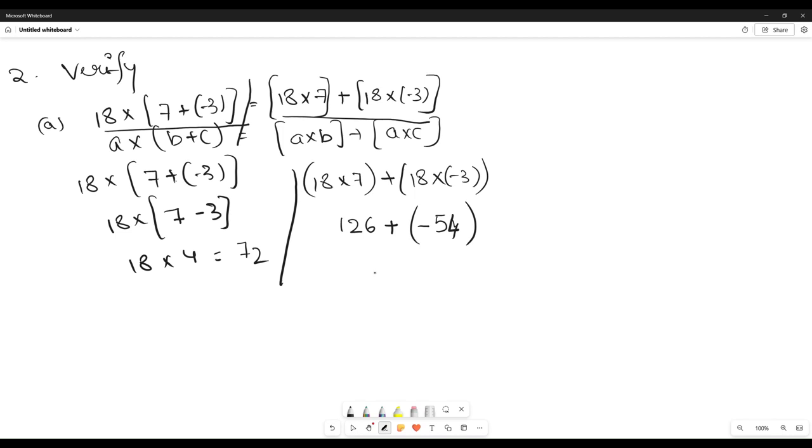So 126 plus into minus, minus 126 minus 54. It is 72. Both answers are correct. So it is correct, true.